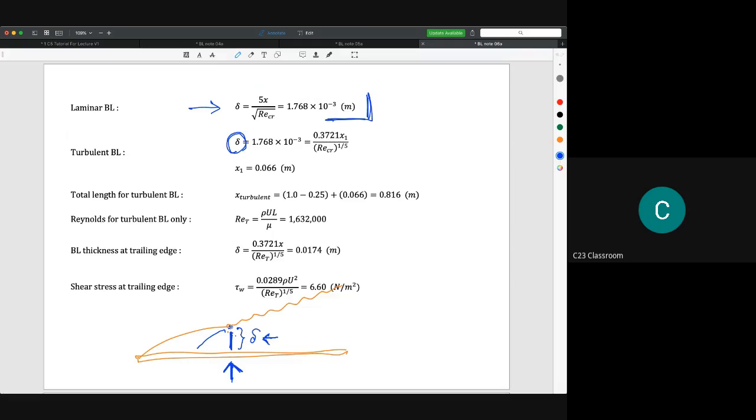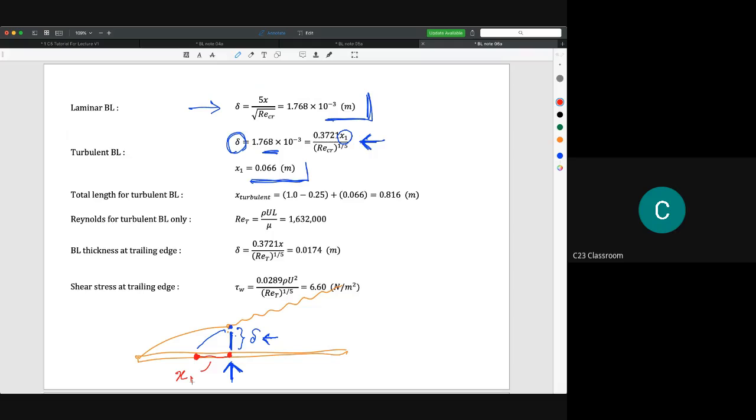If we substitute the value of delta using the equation for the delta for turbulent, the unknown is the value of x1, and we get x1 equal to 0.066 meter. So what is x1? x1 is actually the distance from here to the imaginary starting point of the turbulent boundary layer. Okay, this is x1.